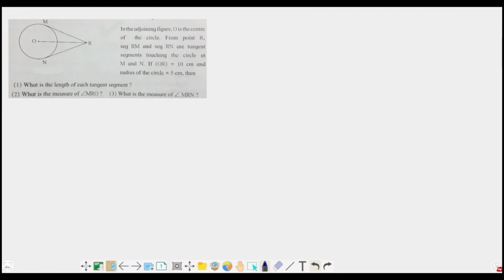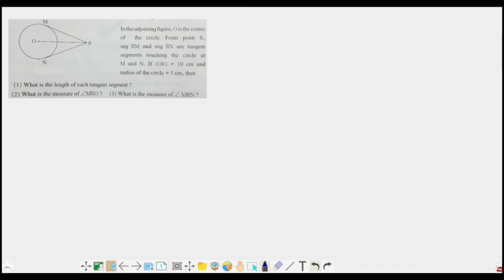Now students, let's solve one more sum. In this figure, R is the external point. From there, two tangents are there, RM and RN. Now OR is the line joining the center and the external point R. It is given 10 centimeter. Radius is given 5 centimeter. You are asked to find the length of each tangent segment, angle MRO and angle MRN.